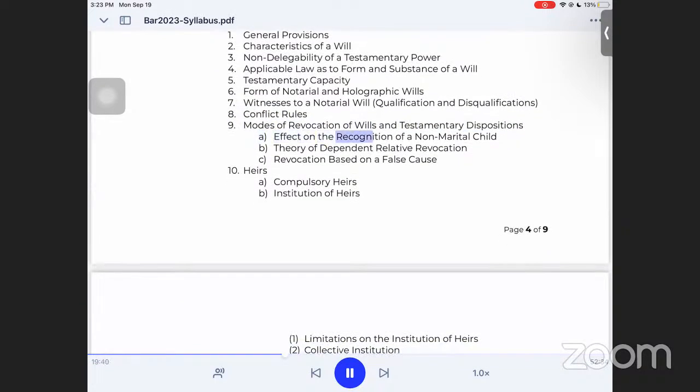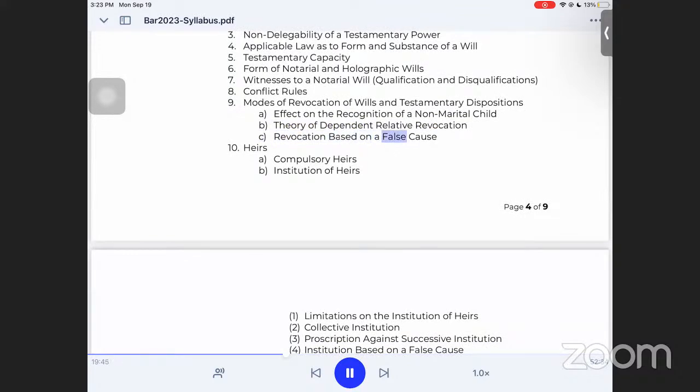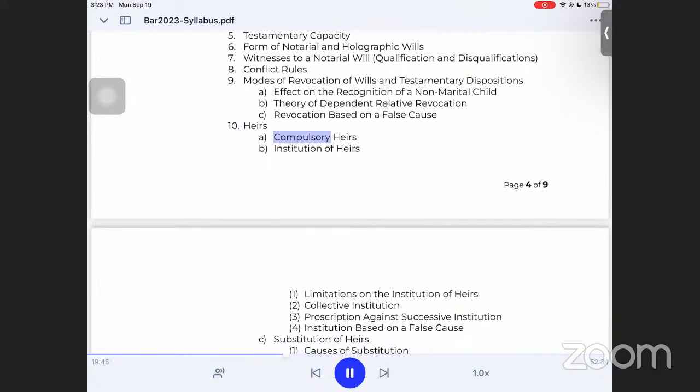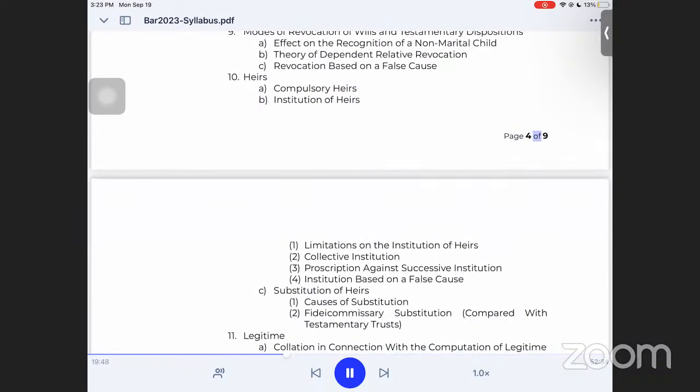A. Effect of recognition of a non-marital child. B. Theory of dependent relative revocation. C. Revocation based on a false cause. 10. Heirs. A. Compulsory heirs. B. Institution of heirs.